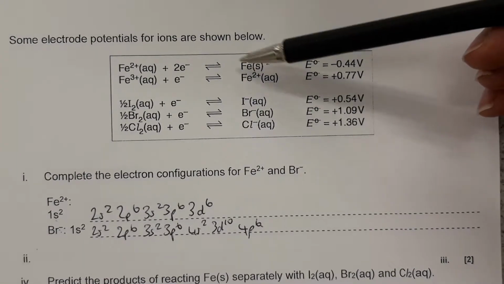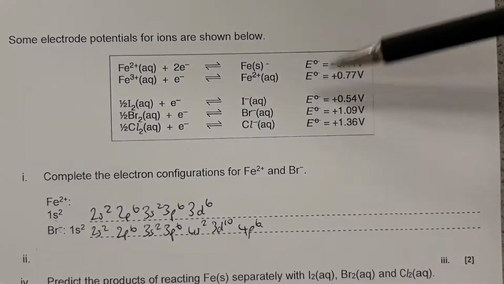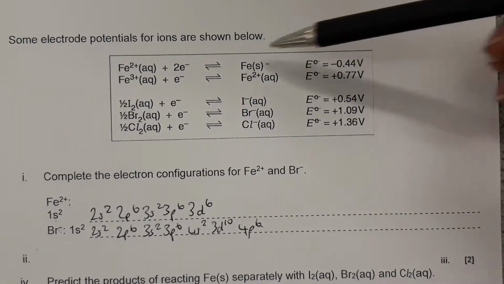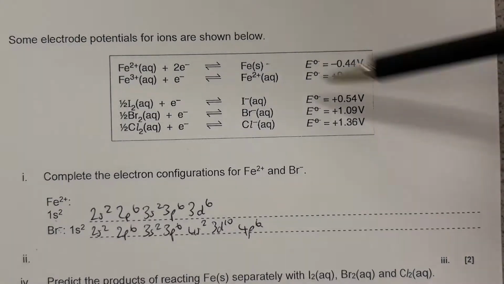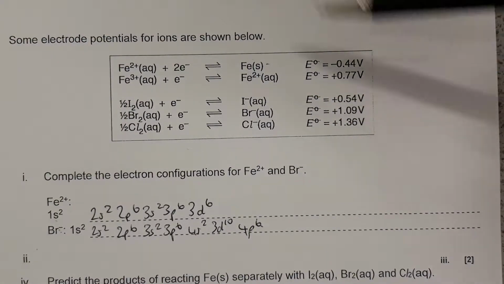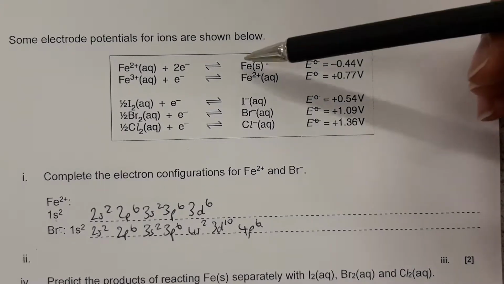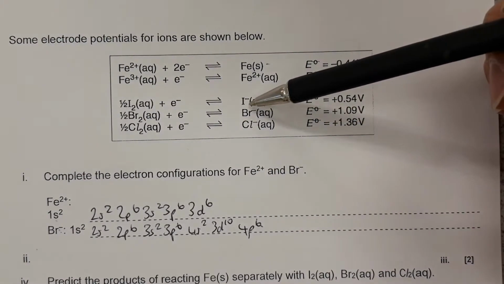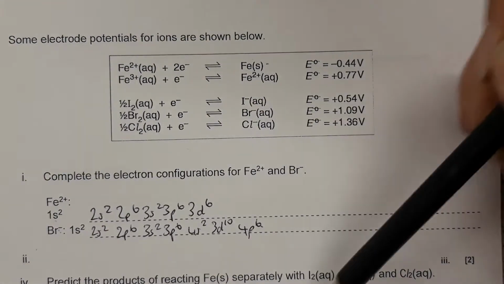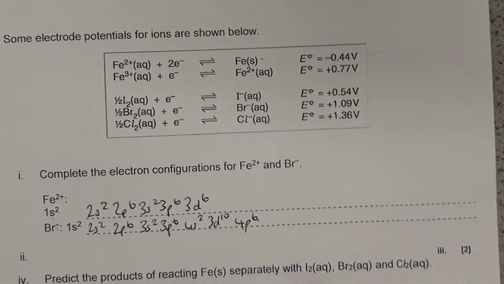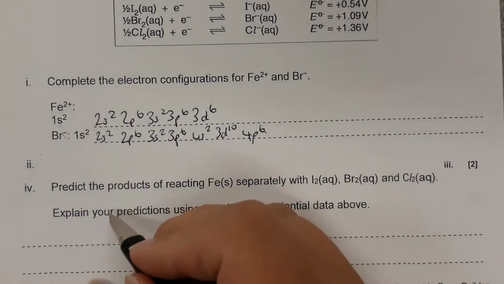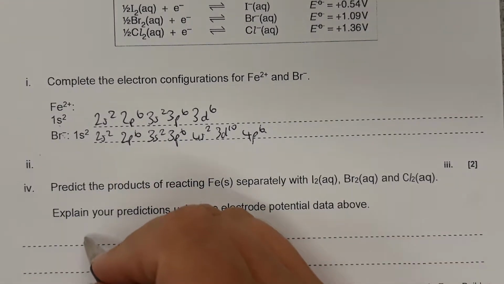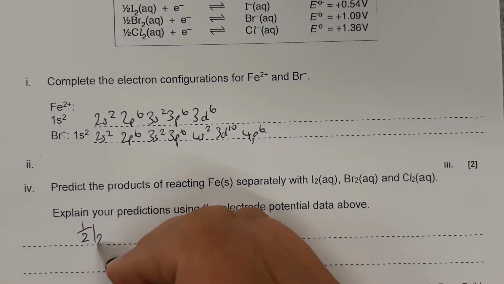So first of all, iron reacting with iodine. The iron is minus 0.44. The iodine is plus 0.54. So the iron is going to oxidize to iron 2, and the iodine is going to reduce to iodide, as you're being asked to predict the products. So if we try and write an equation for this, always put the more positive one on top. It makes it easier to work it out.